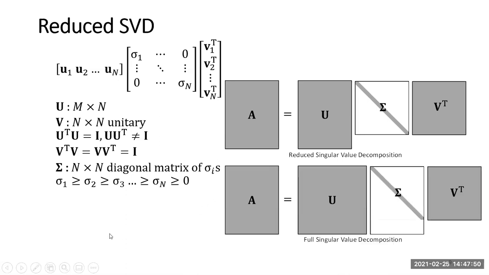So this is a comparison between the full SVD and the reduced SVD. All I did was, this is the full SVD. I just chopped off the rightmost columns of U, and I also dropped the bottommost block, which was all zeros and unnecessary, and so I was left with a reduced SVD.